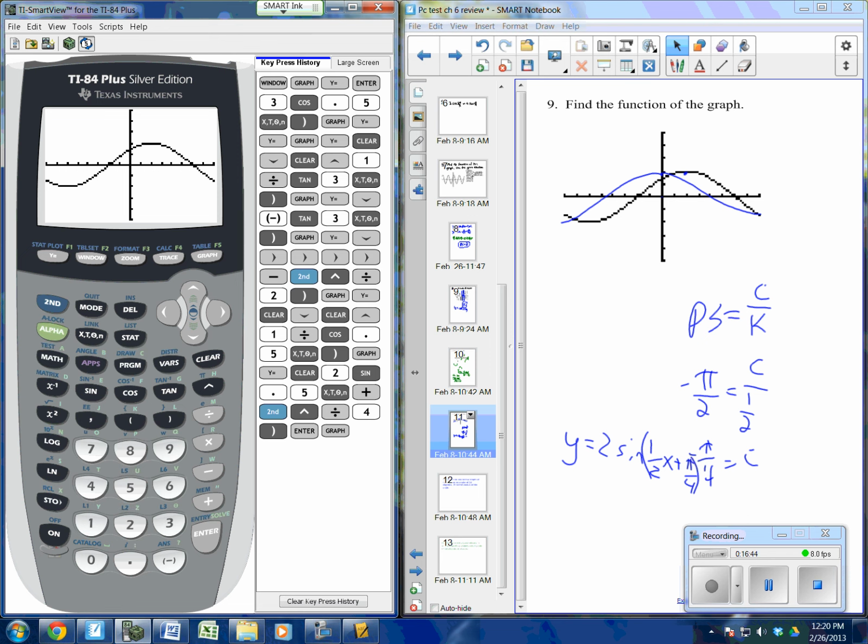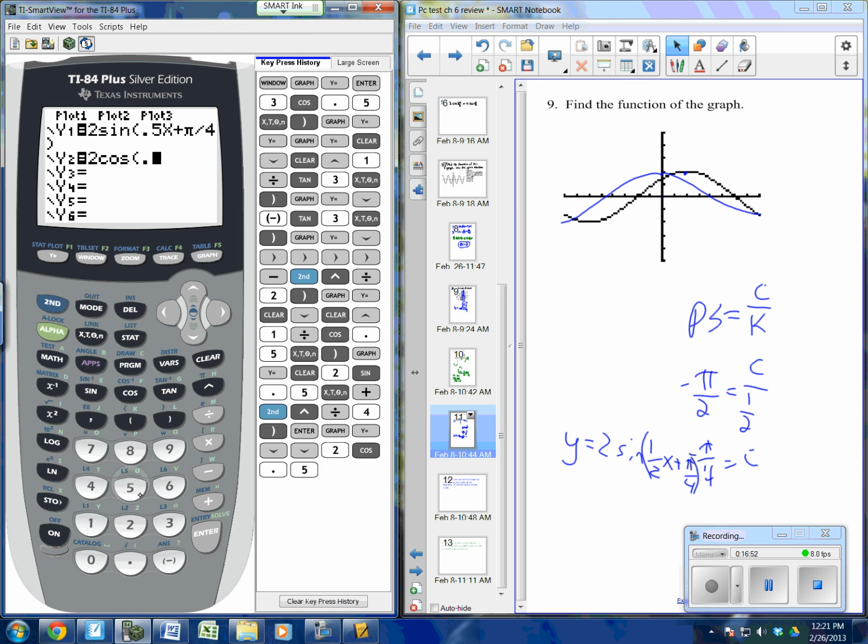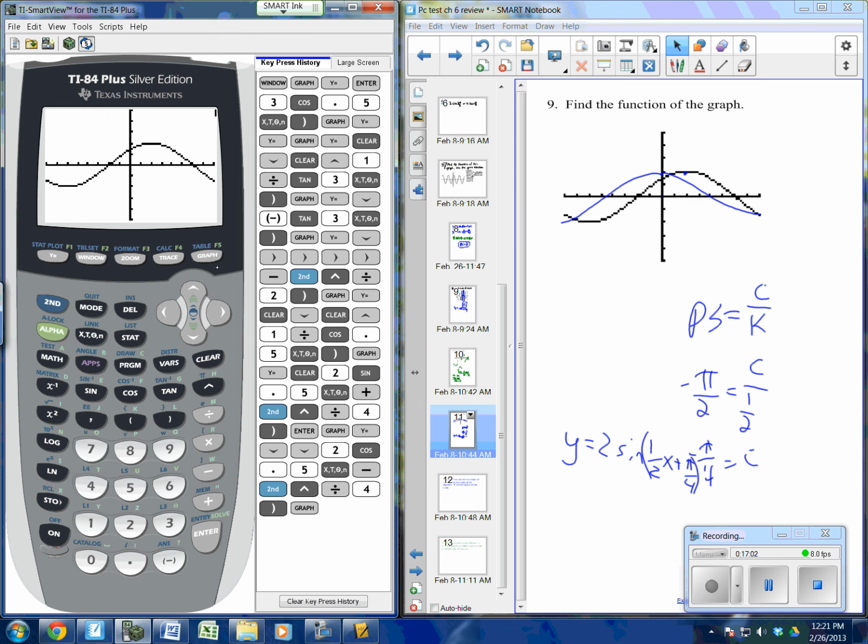Okay. However, if I did a cosine, this would be 2 cosine of 0.5x, but this time it would be minus pi fourths, because you've got to shift this one to the right, and it will graph the same graph. Okay? Kyla. How did I get negative pi over 2?